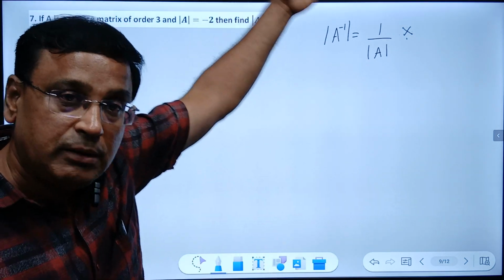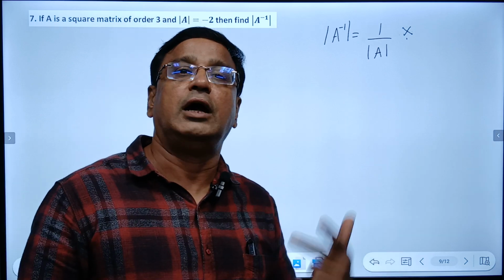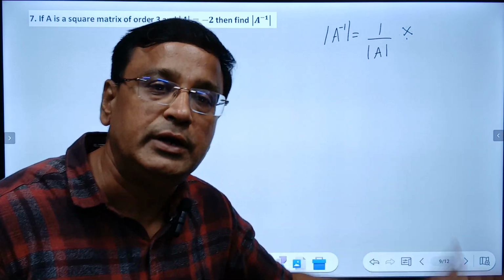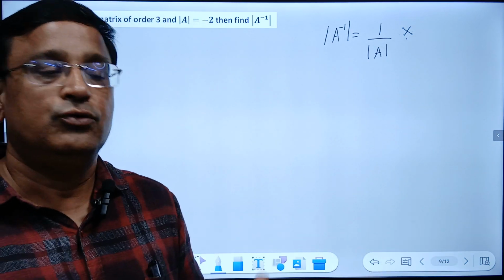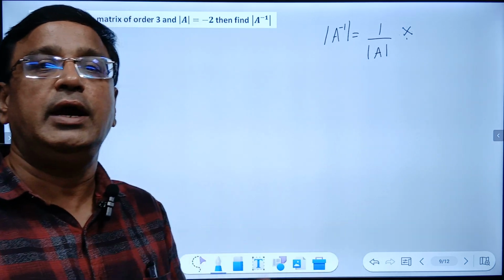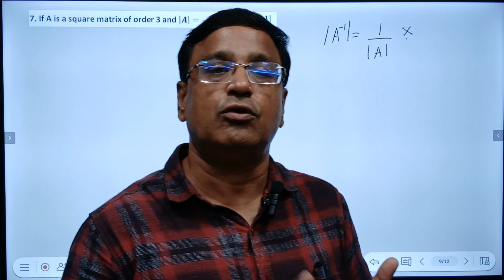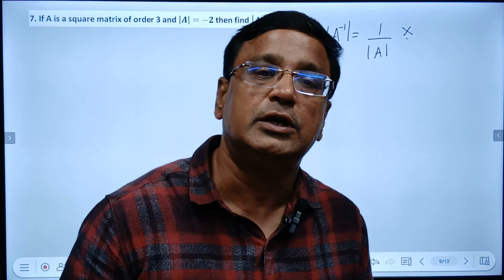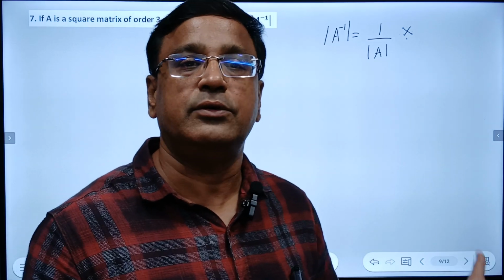For that, they find determinant A, cofactor, adjoint, all that, and they get the answer right. So much time wasted. But if you know this formula, that determinant of A inverse is the same as 1 by determinant of A, all that you need to do is find the determinant value of A. Problem solved, and take the reciprocal.